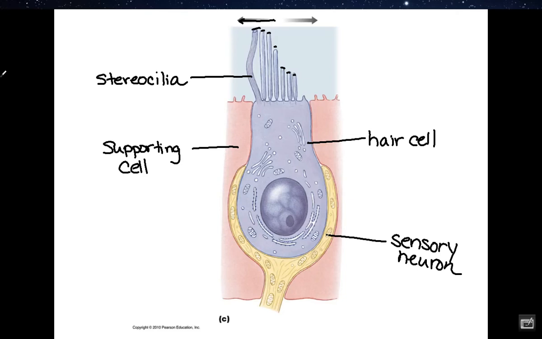If the cilia move to the left, that results in stimulation. Whereas if they move to the right, it is inhibition. So what this does is it simply determines which type of neurotransmitter gets released by the hair cell itself.